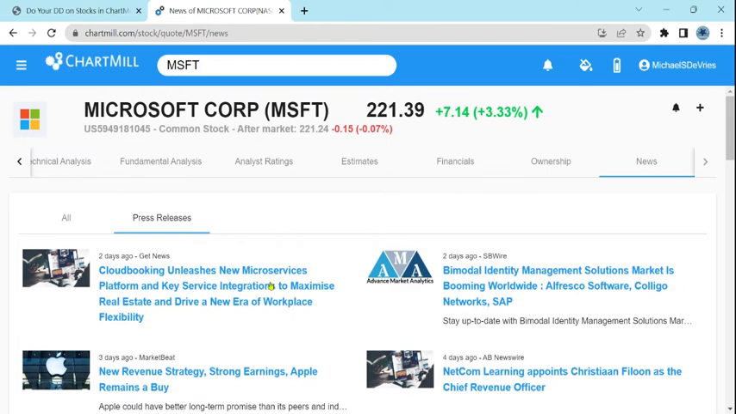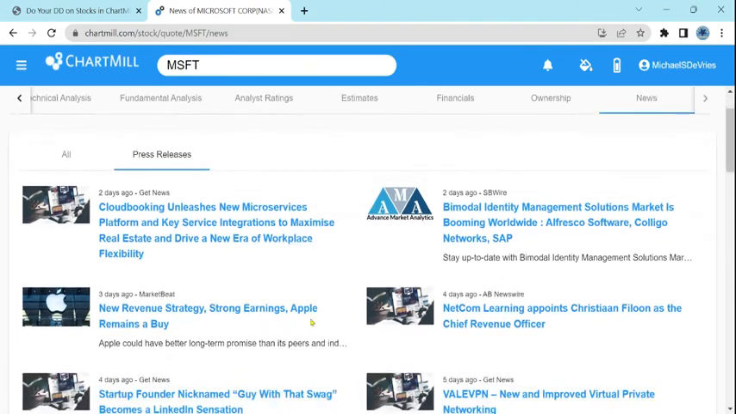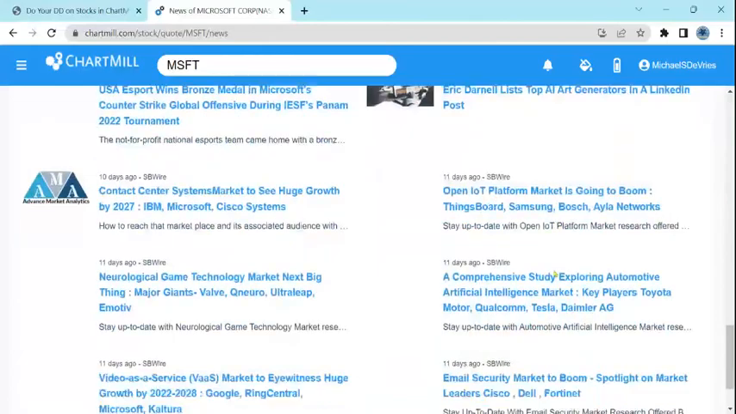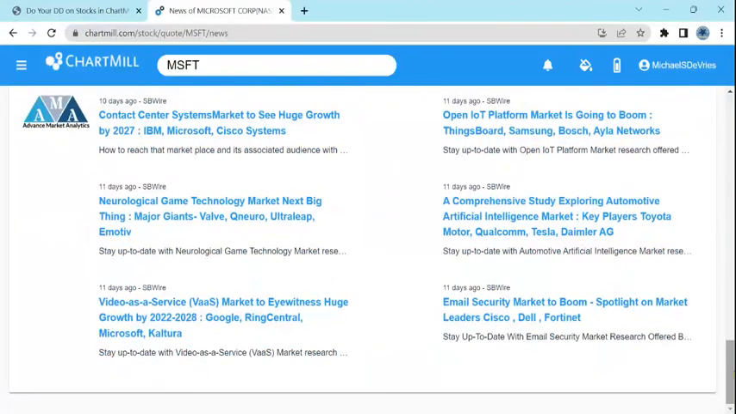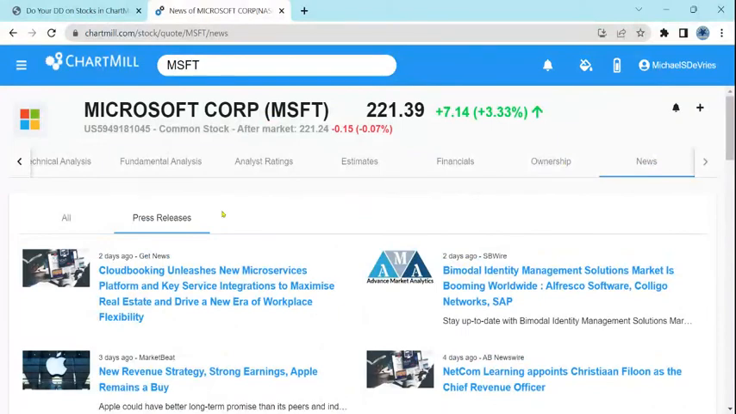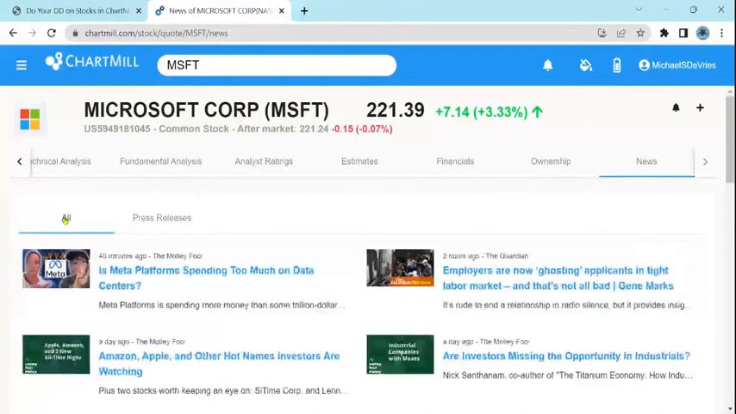So here we see Cloud Booking unleashes new microservices, new revenue strategy, etc. So again, going back, we can see a variety of press releases on the company. So what type of PR is the company releasing, and how might that impact our decision to buy or sell a given stock. So this can also help you with your due diligence on a stock via the News tab in ChartMill.